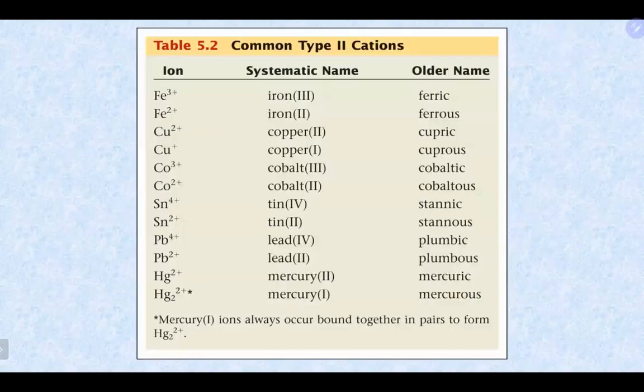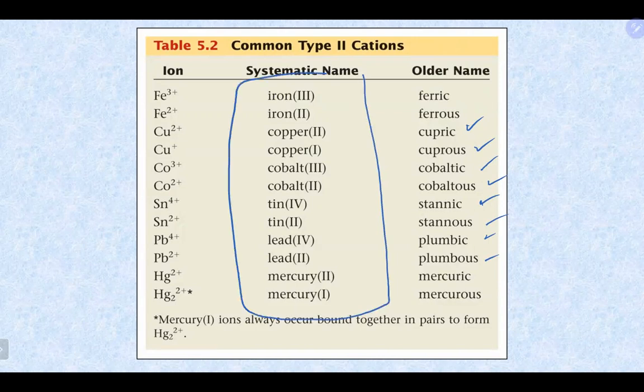And here's a couple of other examples of that. So there's the cupric, the cuprous. Here's cobaltic, cobaltous. This is tin. And again, some of the older naming, but we will strictly roll with Roman numerals.